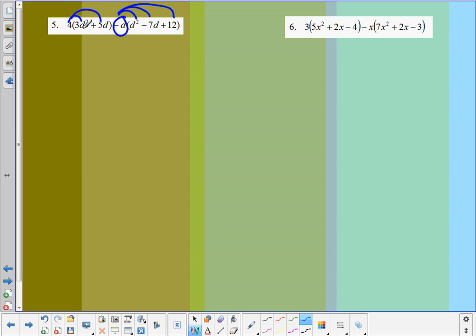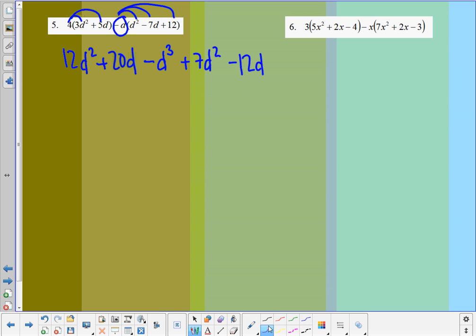So 4 times 3d squared ends up giving me 12d squared. Then 4 times 5d is plus 20d. Now notice, by the way, that I didn't put this in parentheses because once I take care of the distribution, the parentheses don't mean anything to me anymore. They're not doing anything. So if I look at that second one, negative d times d squared, that's going to be negative d to the third. Then negative d times negative 7d is positive 7d squared. And negative d times 12 is negative 12d.